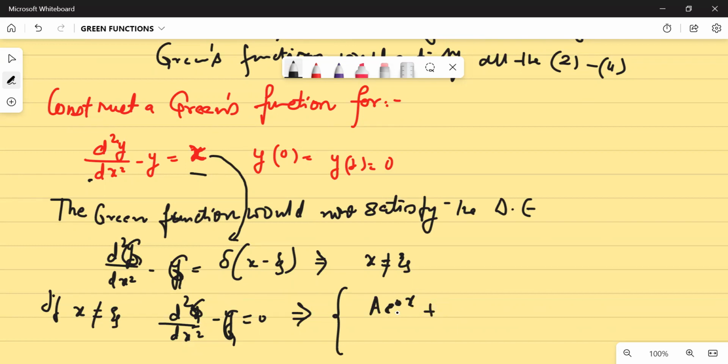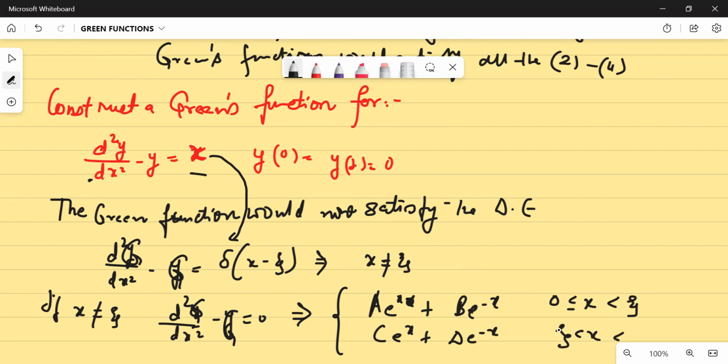Let us write it first. So let us write some a e power x plus b e power minus x, and then I will write c e power x plus d e power minus x. For all x not equal to zeta, means forget about zeta, for all x other than zeta, you will have these solutions. Is that clear to you?